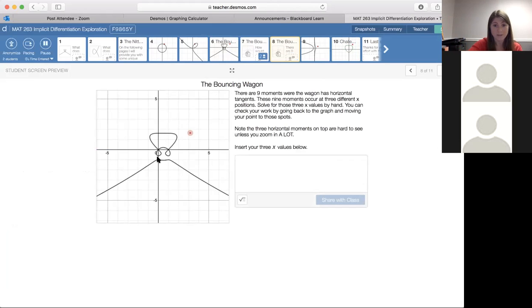But then we have some flat places here, like at the bottom of the wheels, possibly. Don't get too stressed out over finding those 9 spots. As long as you can find more than one, I'm pretty happy. Now, there's 2 more that you're going to look at.